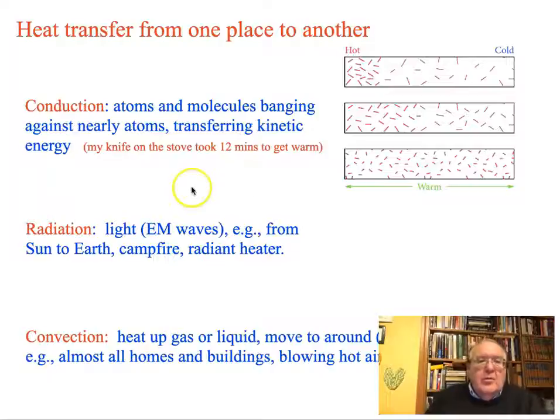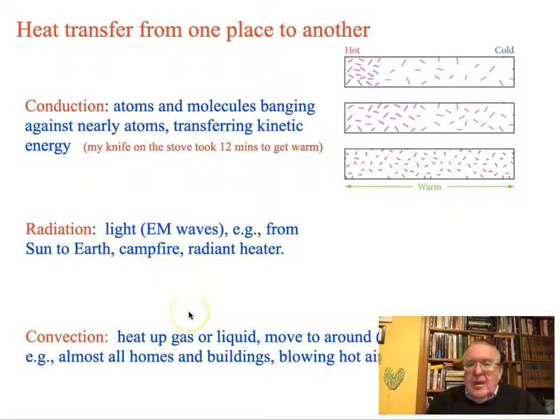The other way to transfer heat is with radiation. For example, ultraviolet. That means the energy, heat, gets from the sun to the earth by radiation. It's just light coming across empty space. A campfire, a radiant heater, these are all heat transfer by radiation. But you have to have an open space because the radiation can't bump into anything on the way.